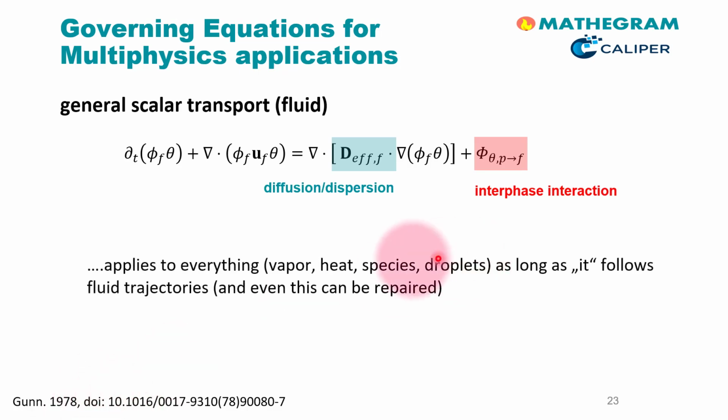We note in passing that the above general transport equation is applicable to almost everything. For example, vapor, heat, molar species, even small droplets and dust, as long as the material follows the fluid trajectories. Even in the case the material has a slip relative to the fluid, this can be repaired, e.g. by introducing a local drift velocity.